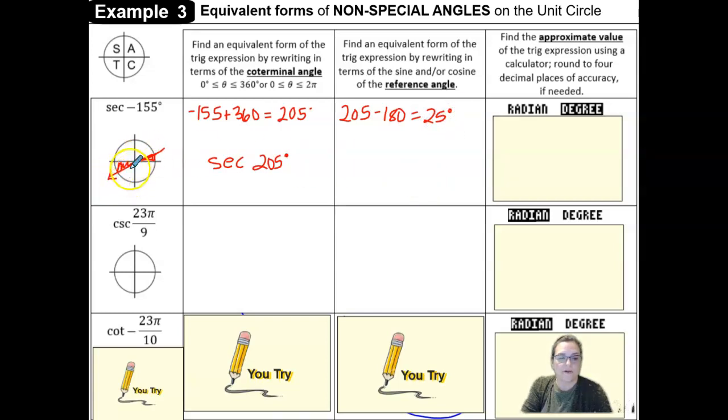And in quadrant 3, the secant is negative. All students take calculus: T is in quadrant 3. That's tangent, and its reciprocal is positive. Everything else is negative. So we know that our answer is negative in quadrant 3. So rewriting in terms of the sine and or cosine of the reference angle, since secant is the reciprocal of cosine and it's negative in quadrant 3, we'll have negative 1 over the cosine of 25 degrees.